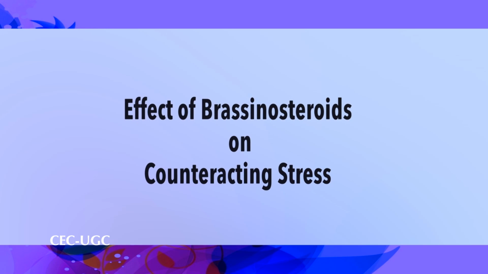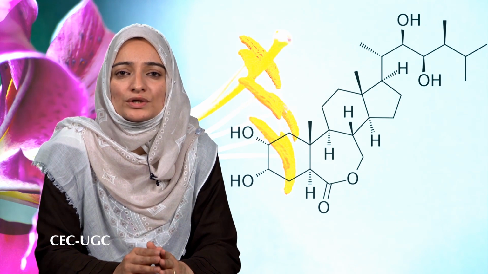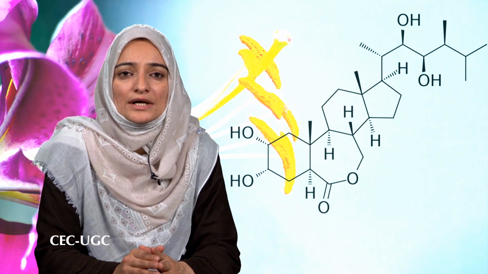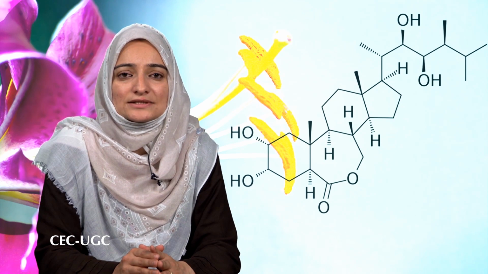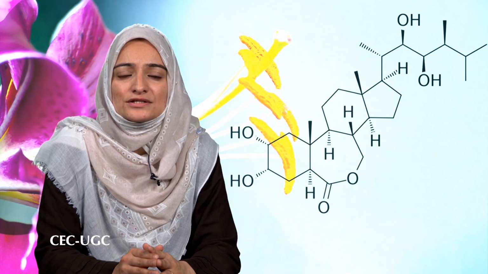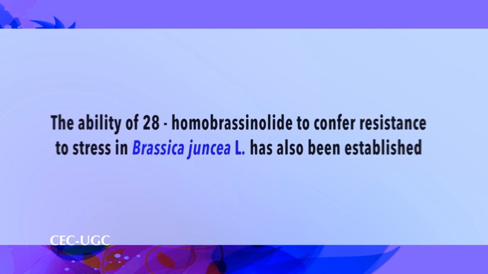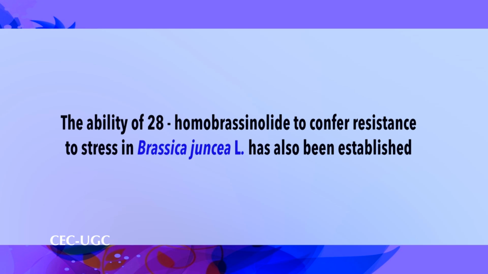Next is effect of brassinosteroids on counteracting stress. Brassinosteroids have been reported to counteract both abiotic and biotic stress in plants. Brassinosteroids increased tolerance to high temperature in Brassica juncea. The ability of 28-homobrassinolide to confer resistance to stress in Brassica juncea has also been established.